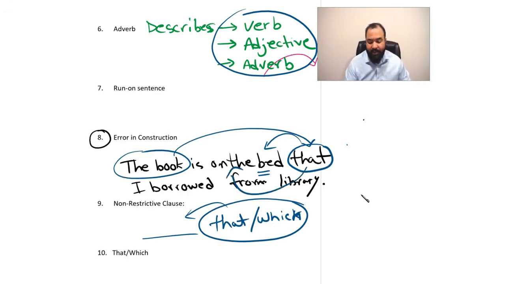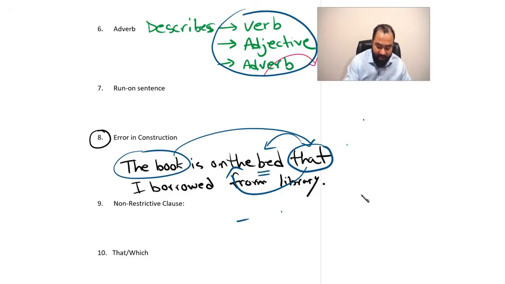So this part will come at the end: the book that I borrowed from the library is on the bed. That's called a construction error. If you construct it wrong, the whole meaning is going to change. So remember the word that, which, or if it's who, also the word whose. These words explain the word right next to it.